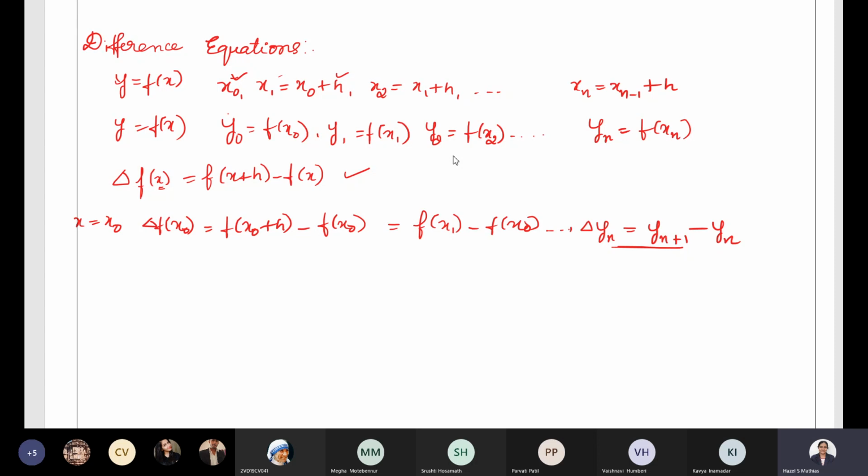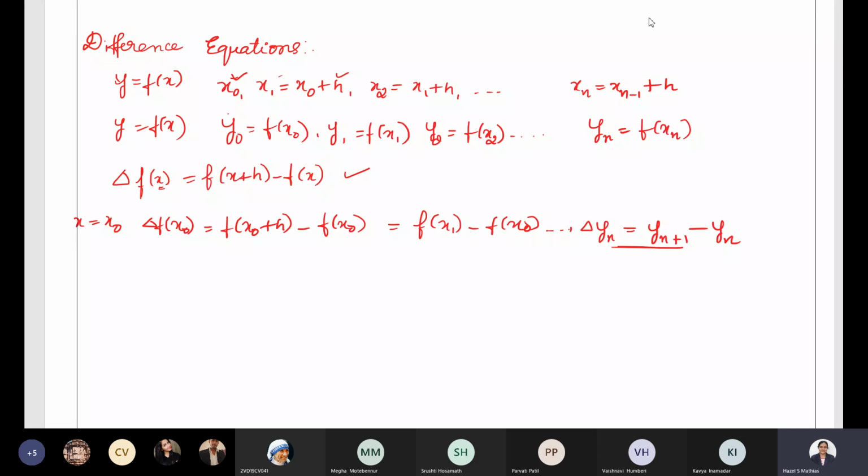So what do we get here? We get the difference between a term and its successive term. We get the difference between them. So these kinds of equations are known as difference equations.